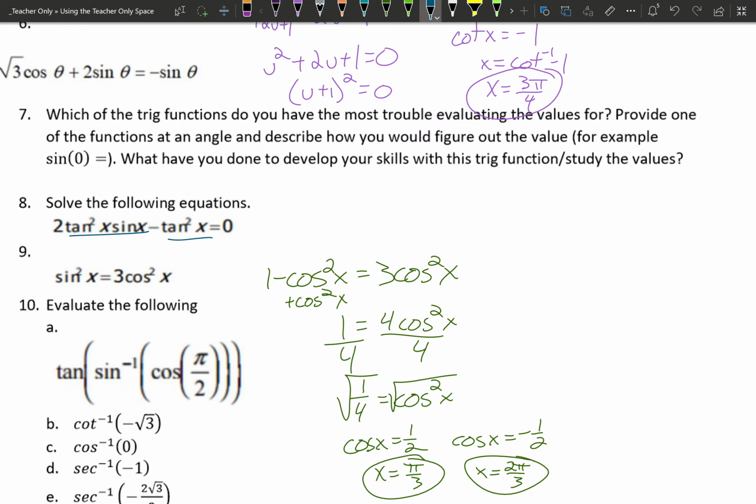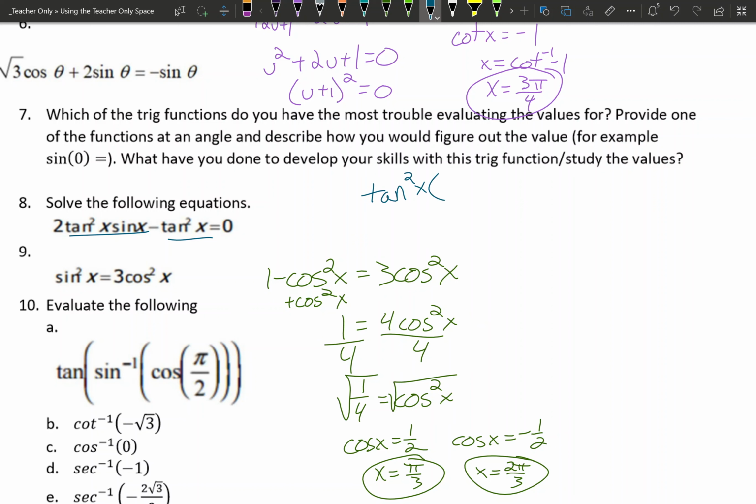each of these terms is going to have a tangent squared x. One thing that tells me that we're going to need to look for a common factor here is the fact that tangent and sine are not in a Pythagorean identity together. You don't want to divide both sides by tangent squared x, because then you might miss out on solutions. So what we'll do is just factor it out.